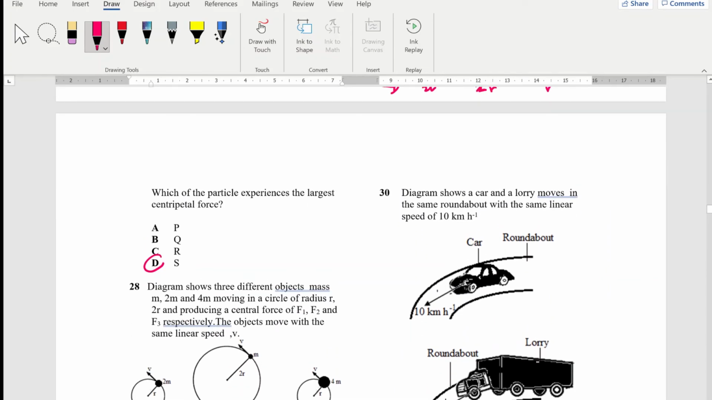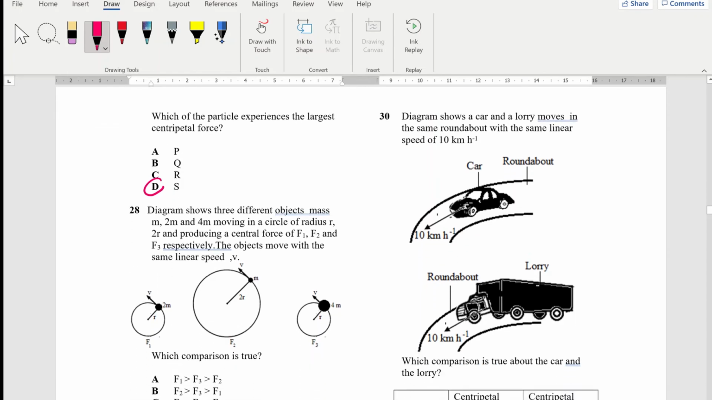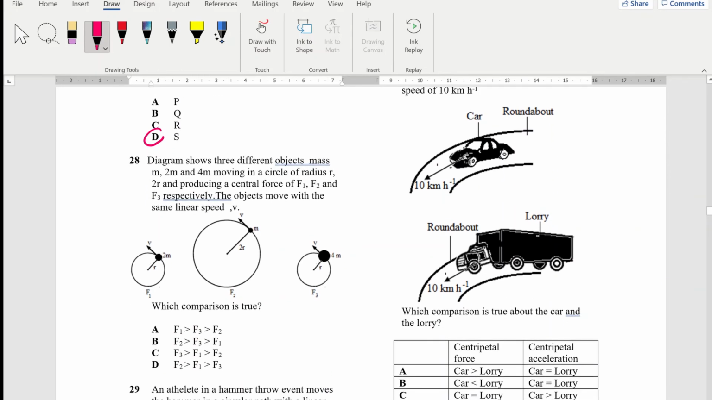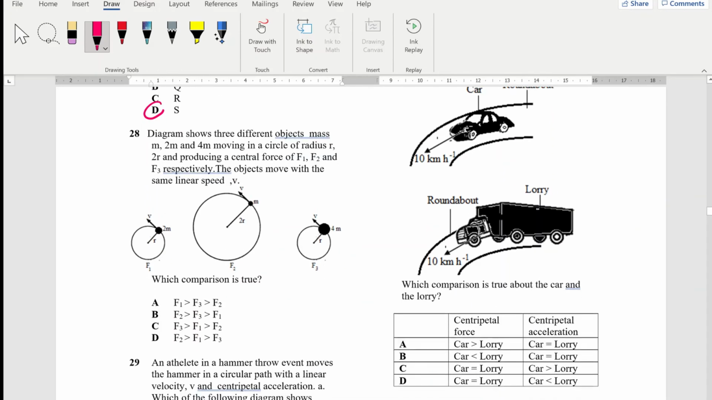28 now. Diagram shows 3 different object mass m, 2m, and 4m moving in a circle of radius r, 2r, and producing a central force of F1, F2, and F3 respectively. The object move with the same linear speed. Which of the following comparison is true?